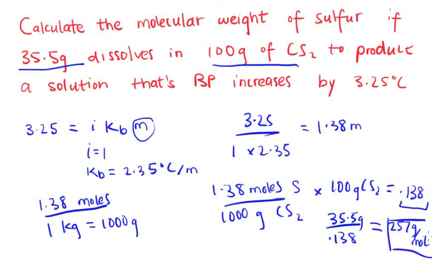That's our answer. Now if we want to know the full answer for the formula, since we know sulfur has a molar mass of 32 grams, this is essentially about 32 times 8. So this is the molecular formula for elemental sulfur. That's the formula for the type of sulfur used, and this is the molar mass. This is a good question that encapsulates everything that we know about colligative properties.